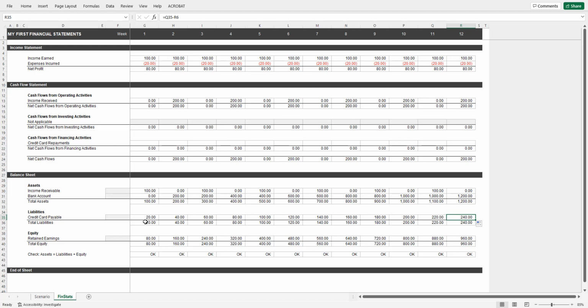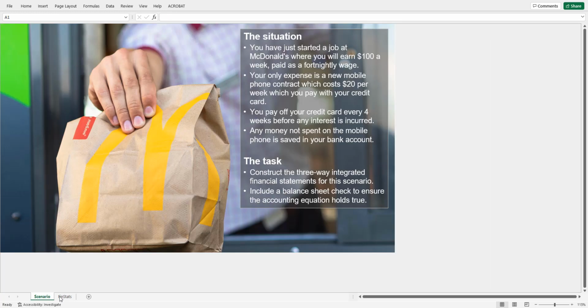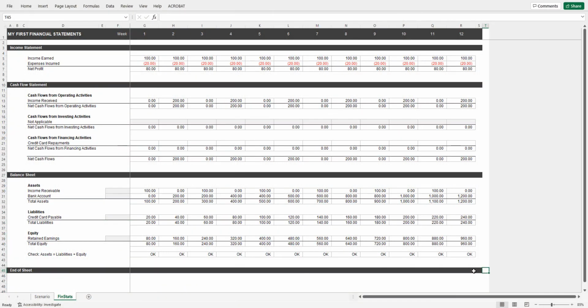And now we can move on to the next assumption, which is that we're paying off the credit card every 4 weeks. And because we're going to do it at that regularity, we're not going to incur any interest, and we don't have to worry about all the complexities that might arise with interest. So have a think, what line items of the financial statements will be impacted by this assumption? Alright, so hopefully it's no surprise that the credit card repayment line item needs to be updated because it's basically the only one left that we haven't done yet.